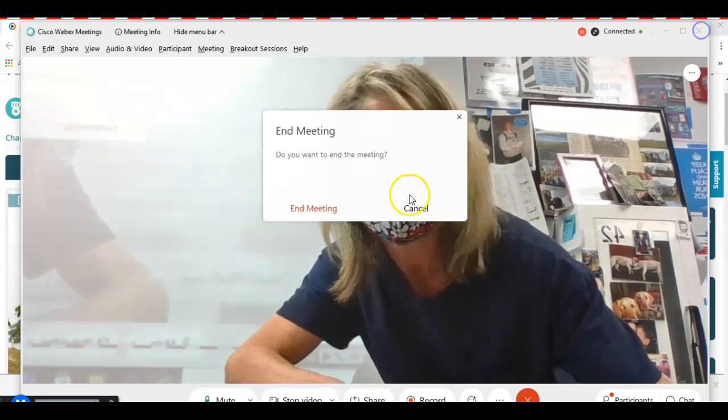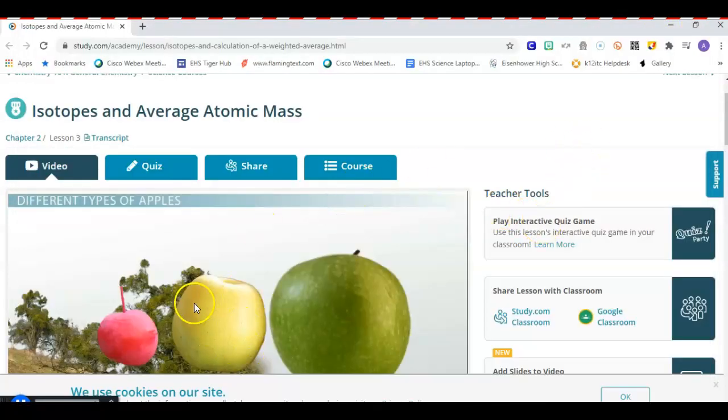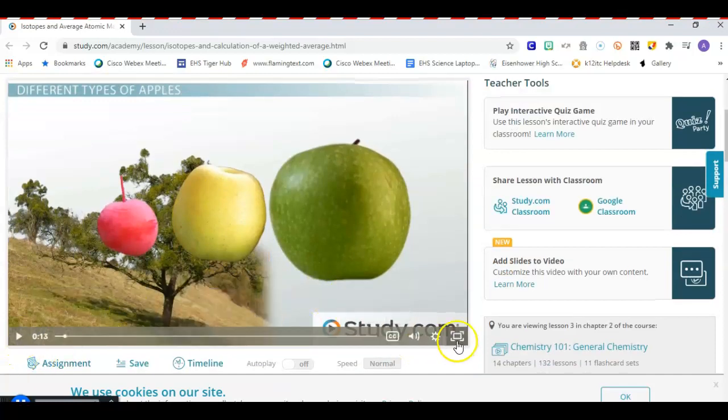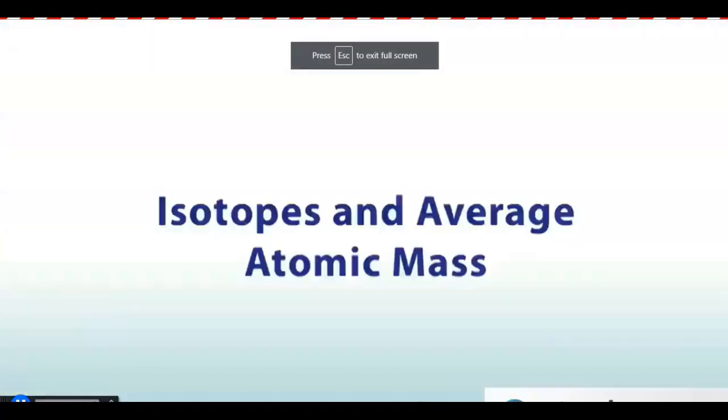Gosh, what is wrong? Technology sucks. Try this again.